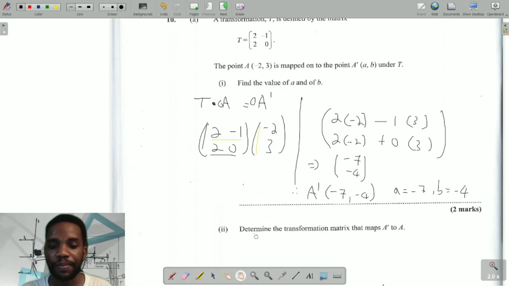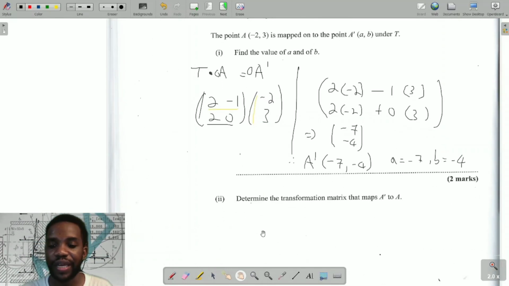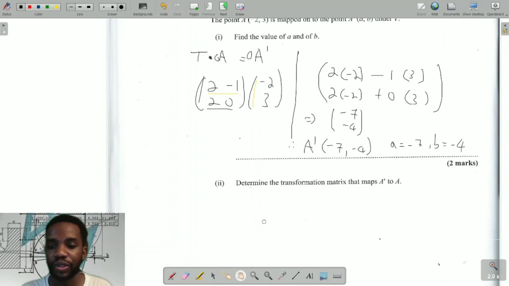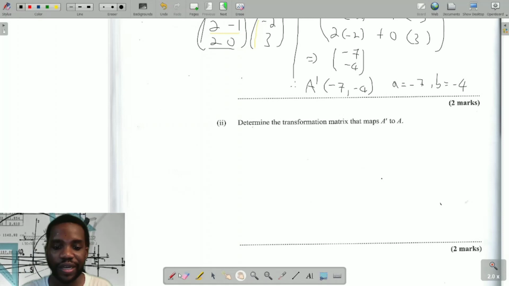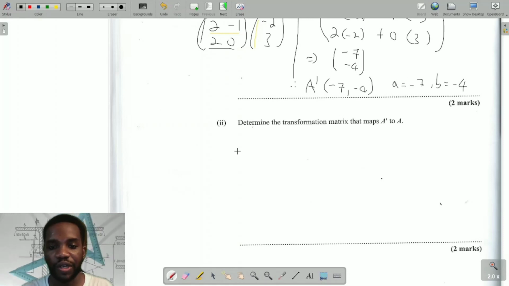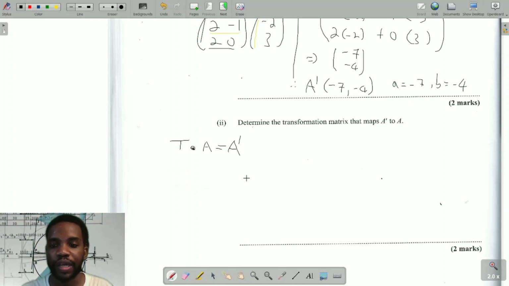Okay, let's take this up. It says determine the transformation that maps A prime to A. I'm very happy that there's a question like this. Now, follow me carefully. When you multiply T by A, you'll get A prime. Now what they're saying is, how can you get A by doing something to A prime? Because you're trying to map A prime onto A.